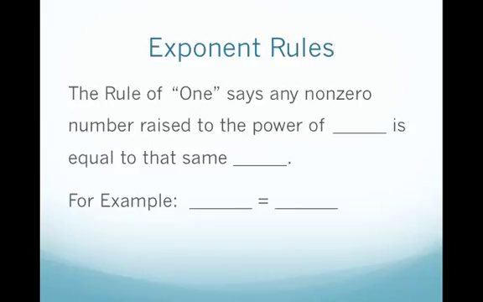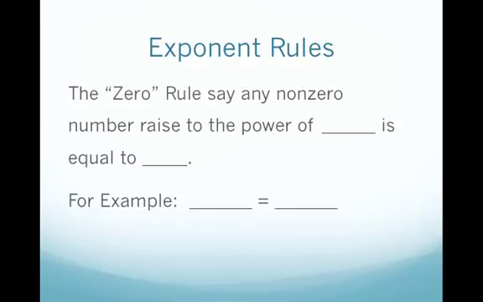Exponent rules, sentence frames. The rule of 1 says any non-zero number raised to the power of blank is equal to the same blank. In the first blank should be a number, and in the second blank should be a word that would best fit that description. And then for the last part, for example, blank equals blank. So you're going to give me an example and then simplify it. Remember, the exponent has to be a 1.